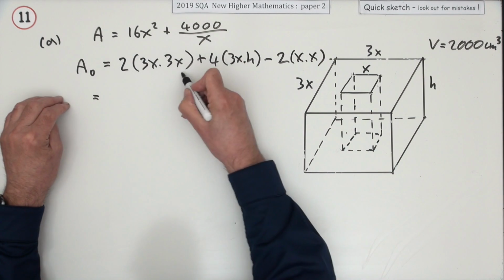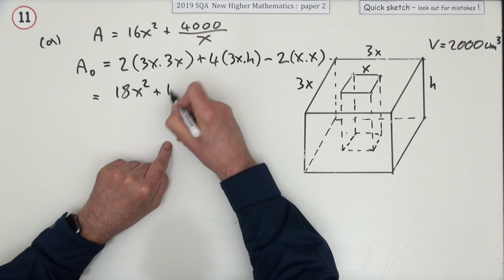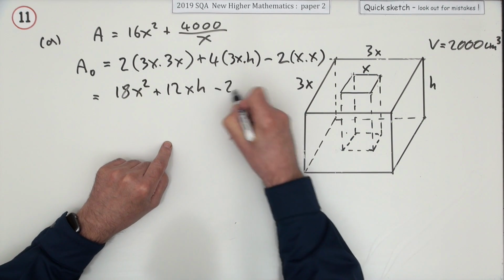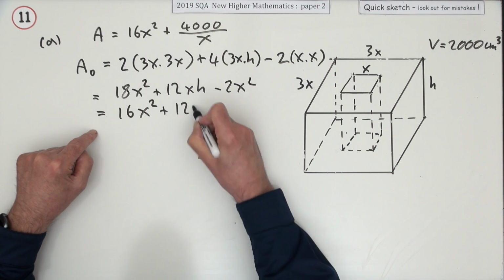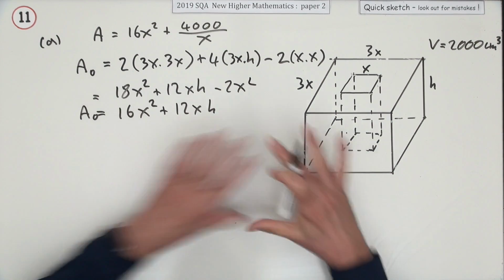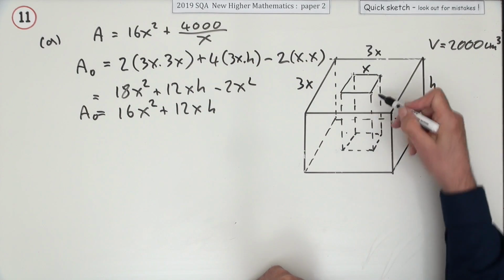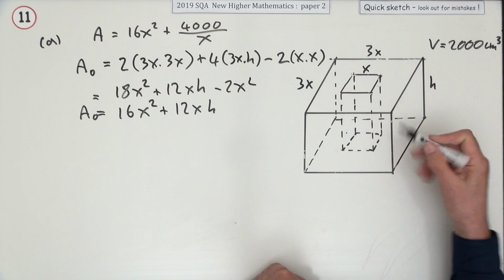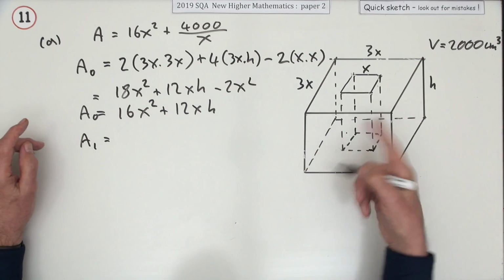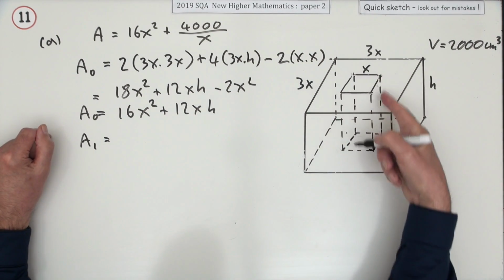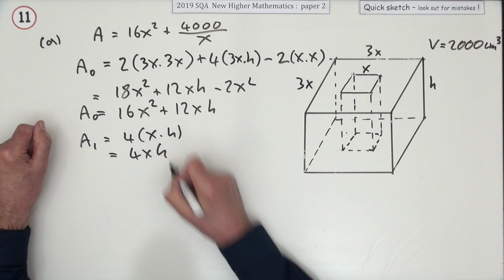So what does that come to when I tidy that up anyway? We've got 18x squared plus a 12xh minus 2x squared. So far we've got, taking the 2 away, 16x squared plus 12xh. Now that's for the outside of the box with that little hole at the top and the bottom. Now inside you've got these 4 walls, these 4 vertical rectangles which are x by h. So the area inside, which is still part of the outside, is 4 lots of that x times h, which I shouldn't really have to write again, but I will, 4xh.